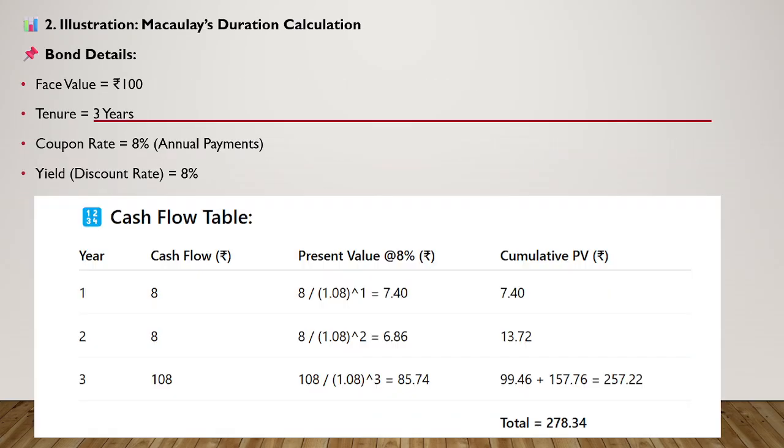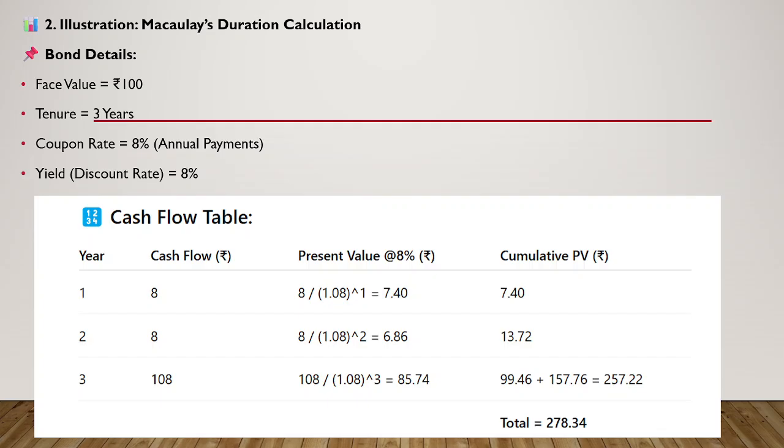Let's take a simple example to apply this understanding. Assume the Reserve Bank of India issues a bond with the following features. Face value is 100 Indian rupees. Tenure is 3 years. Coupon rate is 8%, meaning you receive 8 Indian rupees interest each year. At the end of year 3, you also receive the principal, 100 Indian rupees. Market yield is also 8%, which we'll use as our discount rate.